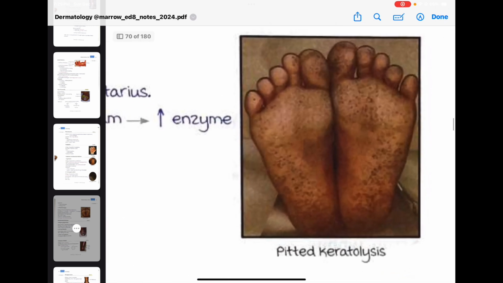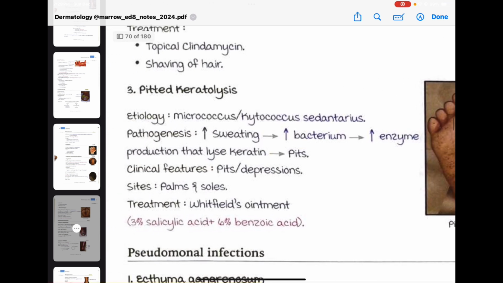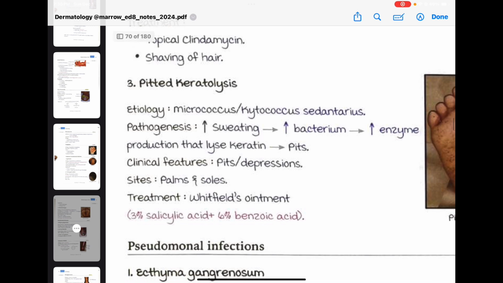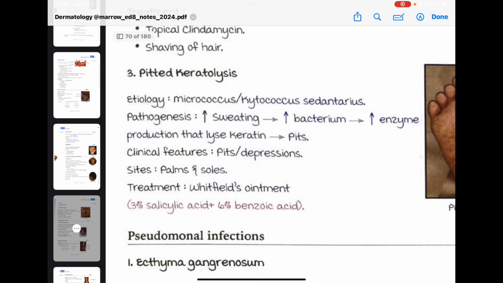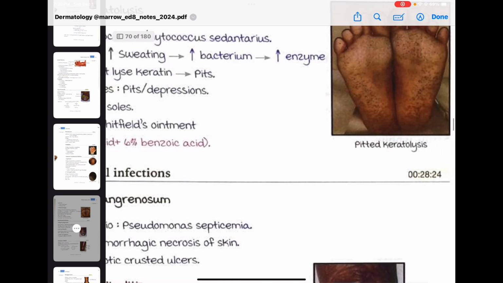This is a common presentation: pitted keratolysis. Etiology: Micrococcus, Kytococcus sedentarius. Pathogenesis: increased sweating, increased bacteria, increased enzyme production that lyse keratins. Clinical features: pits and depressions. Sites: palms and soles. Treatment: Whitfield's ointment. Keratolytic, right? 3% salicylic acid plus 6% benzoic acid.